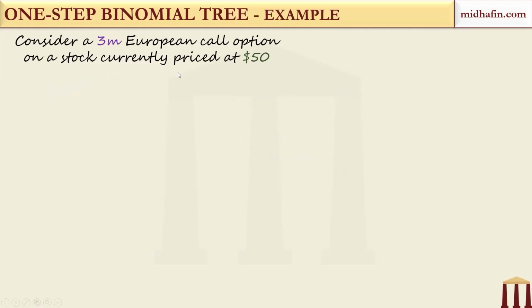Let's see a simple example of a one-step binomial tree. Say we have a 3-month European call option on a stock which is currently priced at 50. Let's say R is 3%, the up factor is 1.2, the down factor is 0.8, and K is $52. The strike price is given as $52.